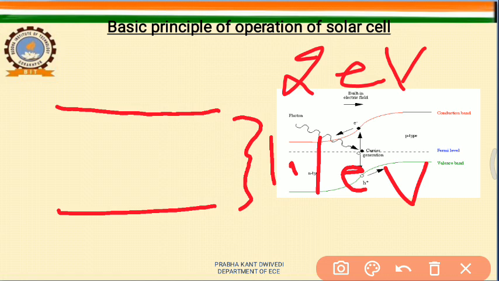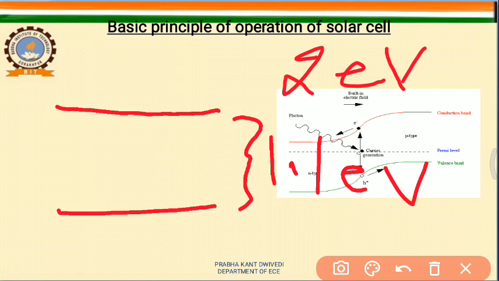So in both of the cases the energy will not contribute in any type of free charge generation. This will generate only heat on the junction. In both of the cases the efficiency of the device decreases.